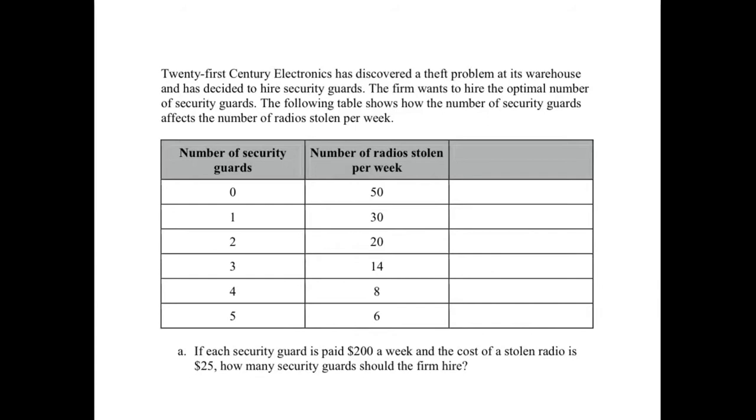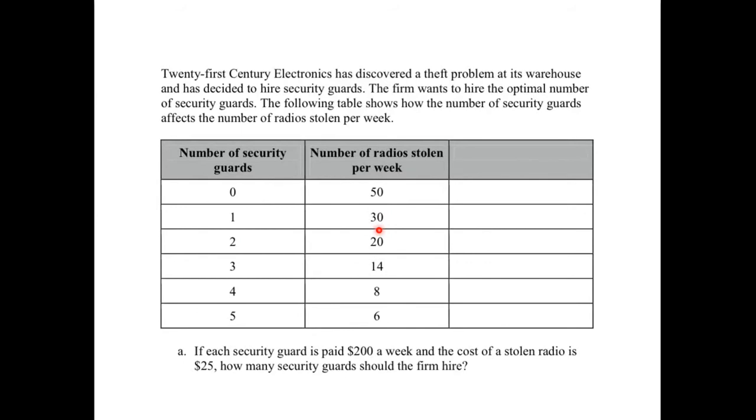So, as we see in the table, as the firm hires more security guards, the number of radios stolen decreases. 0 security guards, 50 stolen radios. We hire the first security guard and the number of stolen radios falls to 30 and so forth. So the more security guards, the fewer stolen radios.